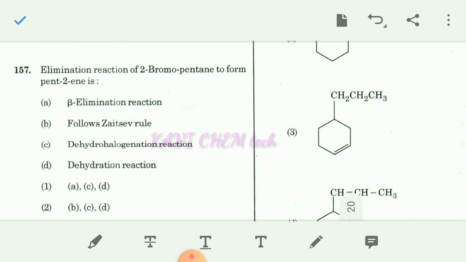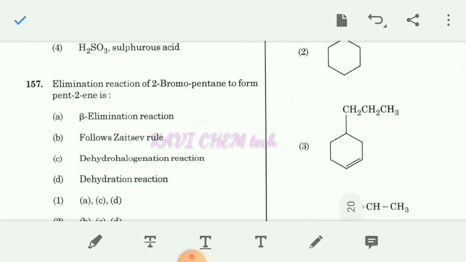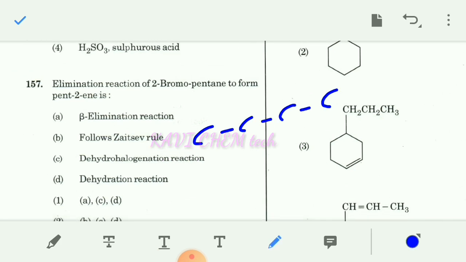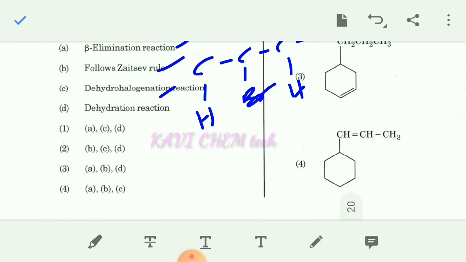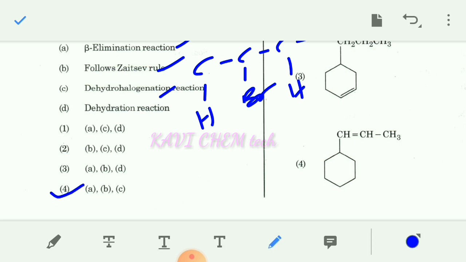157: Elimination reaction of 2-bromopentane to form pent-2-ene. When you do what we call the elimination reaction, surely this bromine and one of the hydrogens from the nearby alpha carbon will be removed. So it is a beta elimination, which is correct. It follows the Zaitsev rule. It is a dehydrohalogenation, also correct. So options A, B, C, all three are correct, so option 4 is the correct answer.